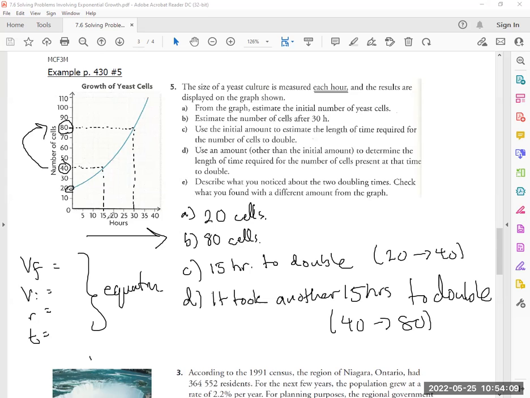Because 40 is at the 15-hour mark, right? How much time did it pass for it to reach 80? Well, 15 hours, add another 15 hours, it became 30 hours, right? So the amount of time that passed is 15 for it to double. Okay. That's it. I'm not going to do number 3 because the bell is going to ring very soon.